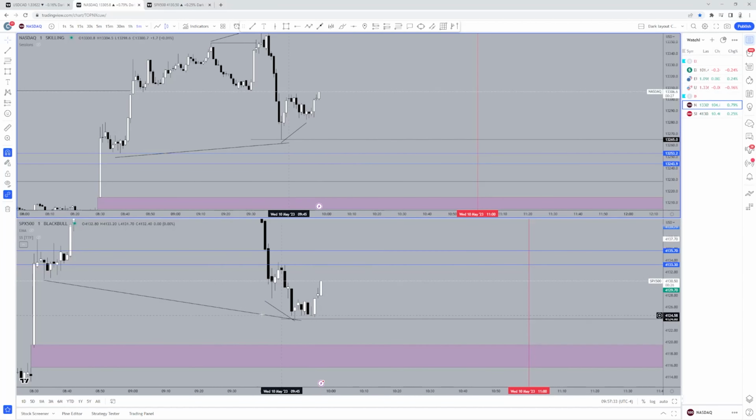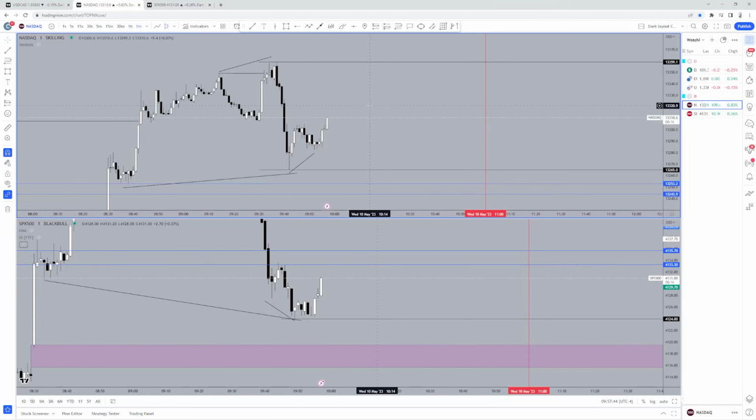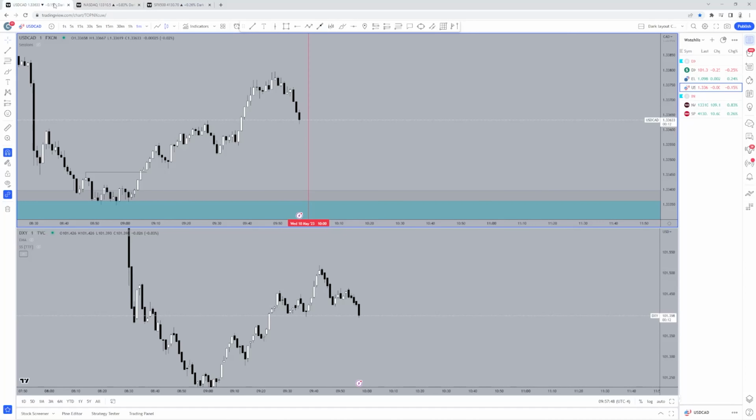Here, of course, we have a change of character. We will have it up here, actually. We don't have any change of character. Technically, we have it here, but the proper change of character is up there. Without any grabs of liquidity, we are doing nothing, of course.